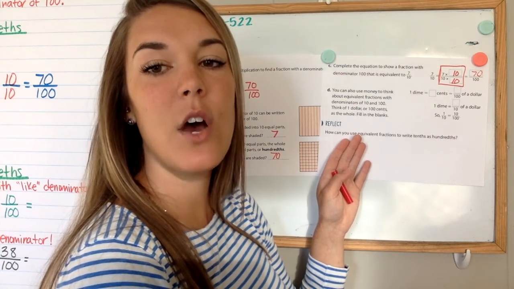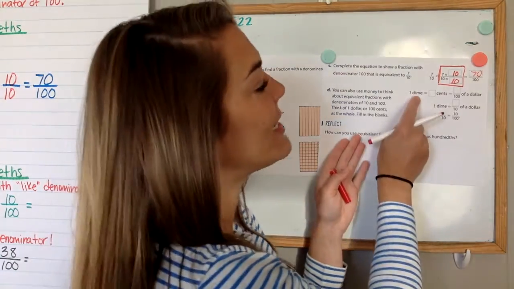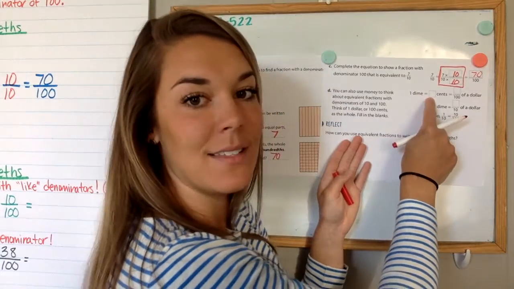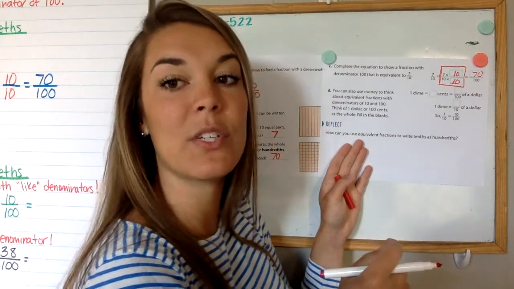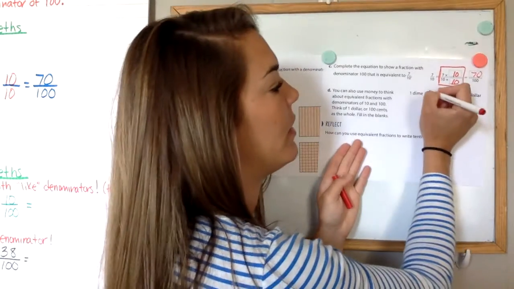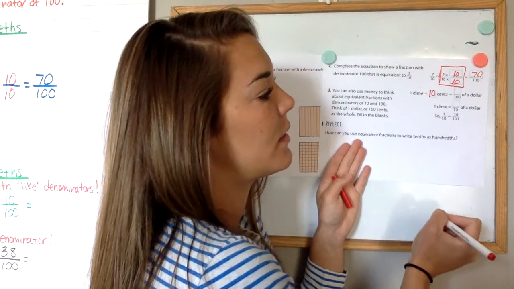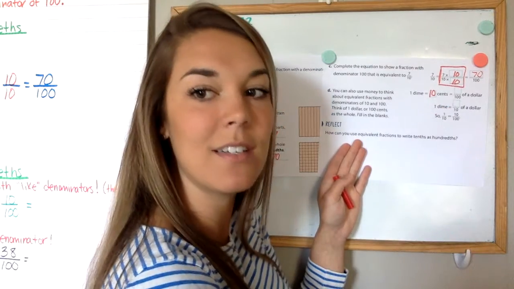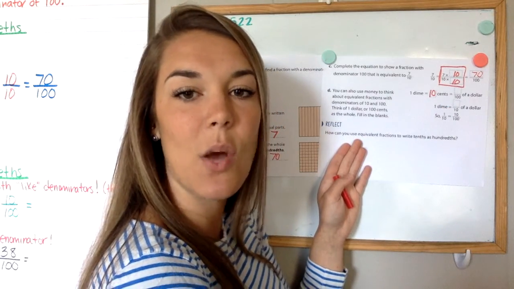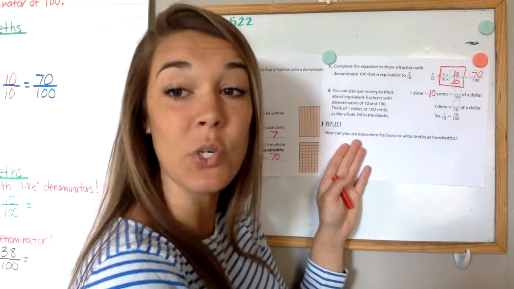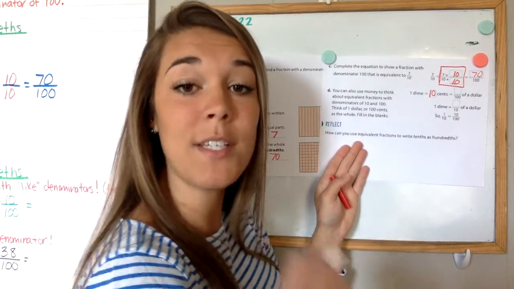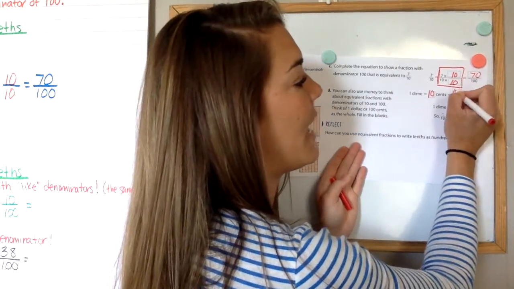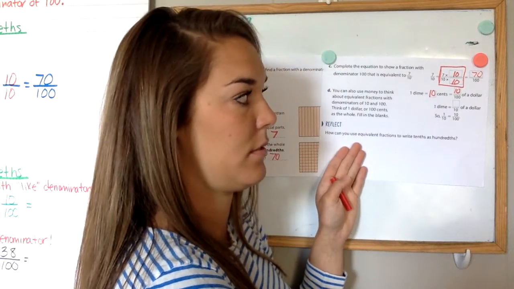Okay? So it says 1 dime is equal to how many cents? A dime is worth 10 cents. Okay? So we have 10 cents. So that's equal to how many out of 100 of a dollar? So we know a dollar is worth 100 cents. So 1 dime is worth 10 out of 100, right?